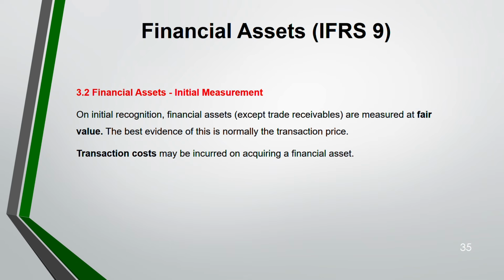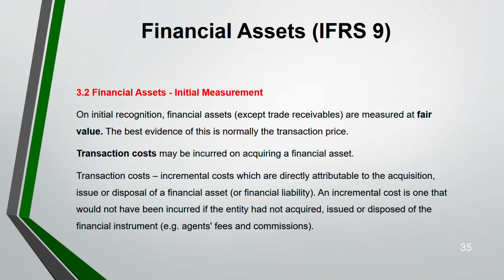Transaction cost is what you incur when you are acquiring the financial asset, like transaction cost you incur for any other asset. This is the cost you incur directly due to the acquisition of the financial asset. Otherwise you would not have incurred it. So this cost you have to take into consideration. For example, any agent's fees or commissions are one sort of transaction cost.